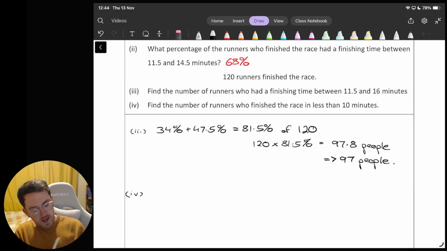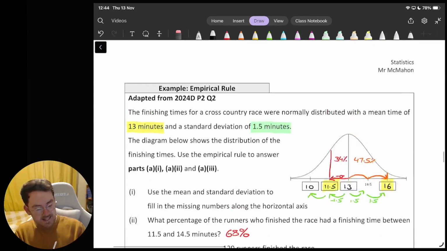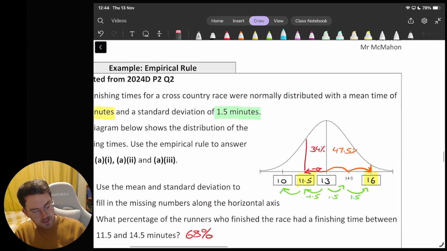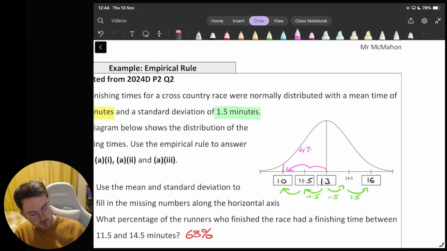For part 4, how many runners finished in less than 10 minutes? Well, let's have a look and see where that 10 minutes is. So I'm just going to erase my previous work here again. So 10 minutes is down here. That is me taking 2 steps downwards. So we already know from working in the last one that that is 47.5% here that we've included.